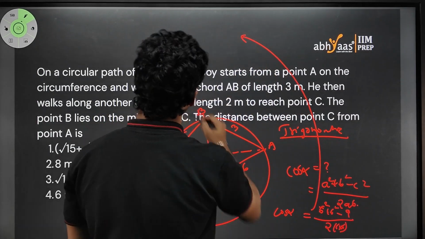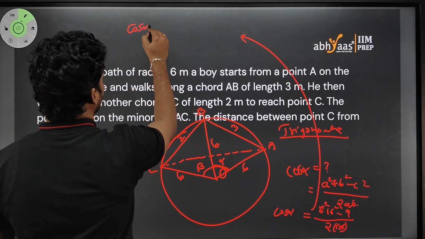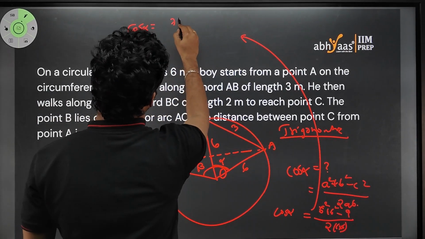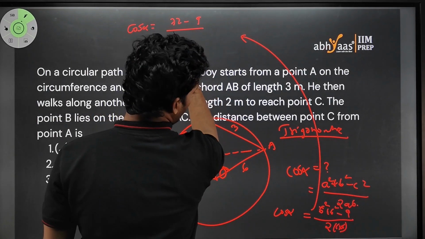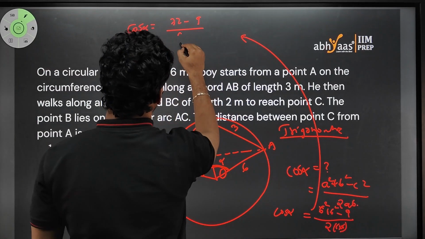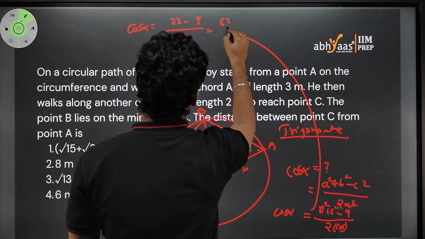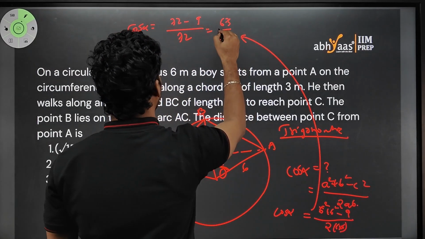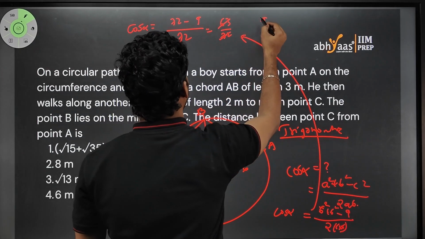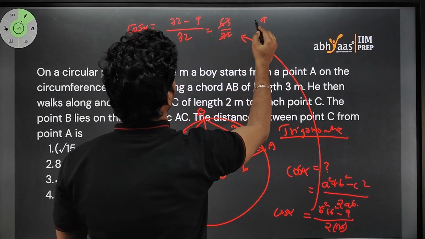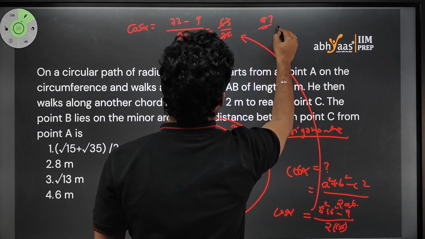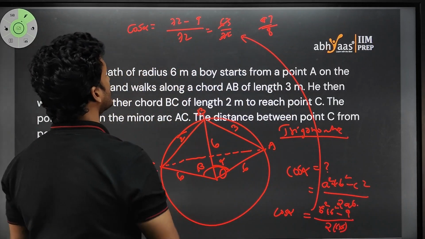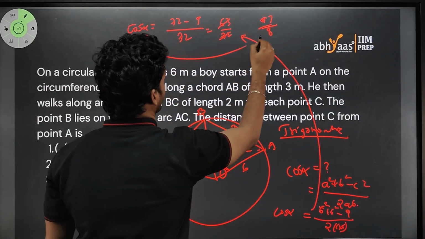Solving this, cos alpha would be 72 minus 9 divided by 72, that is 63 by 72, which is nothing but 7 by 8. So cos alpha is 7 by 8.